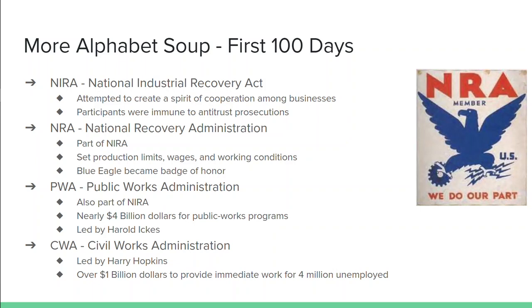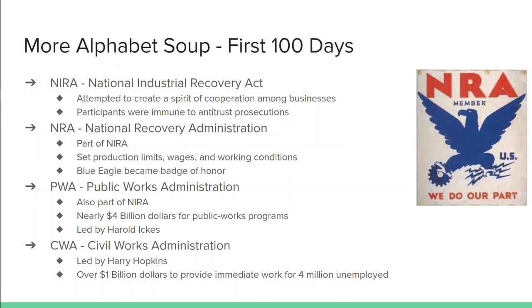Now, what the NRA was supposed to do was to set production limits so businesses could only make so many products or so many units of one product. It was going to put limits on how much wages could be cut. It was going to oversee working conditions. And it was going to ban what the government called unfair competitive practices. Basically, one business cannot drive another business out of business.